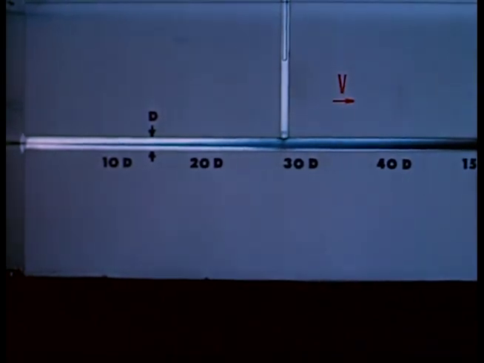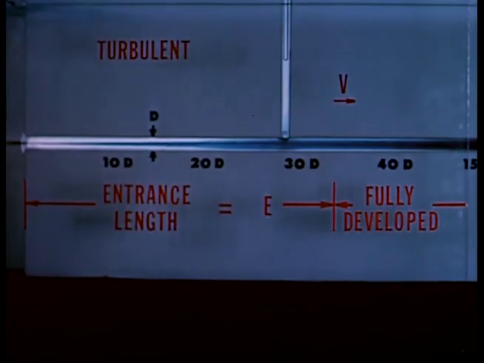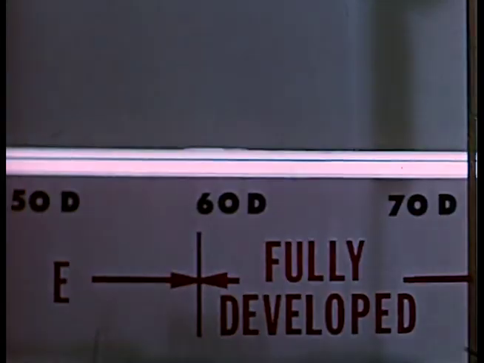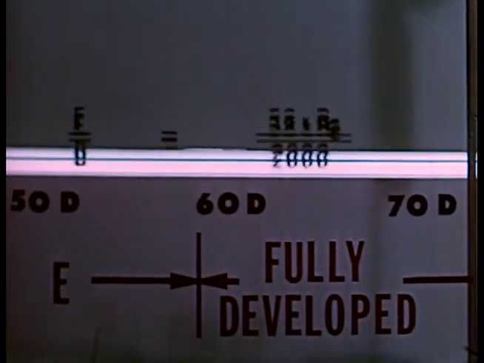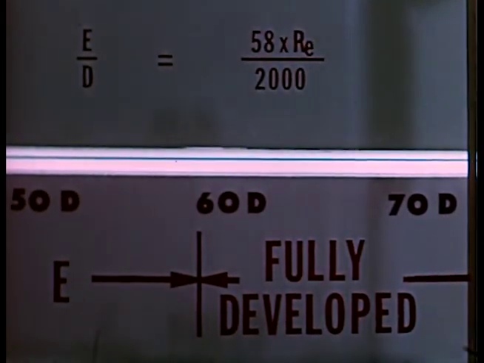The distance required for a pipe boundary layer to become fully developed is known as the entrance length. In turbulent flow, 50 or less pipe diameters are usually required. For laminar flow with smooth entrance, about 58 diameters are required at a Reynolds number of 2,000, and entrance length is proportional to Reynolds number.